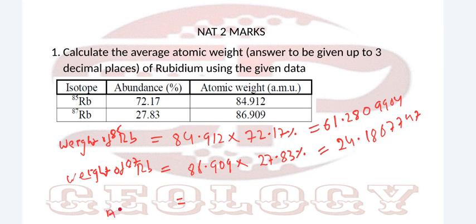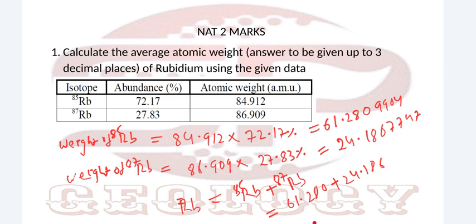The average atomic weight of rubidium will be the weight of rubidium 85 plus rubidium 87. It will be 61.280 plus 24.186. You can consider other decimals also, but you have to give the answer up to 3 decimals. So only take 3 decimals, 85.467 approximately. This will be the average atomic weight of rubidium.